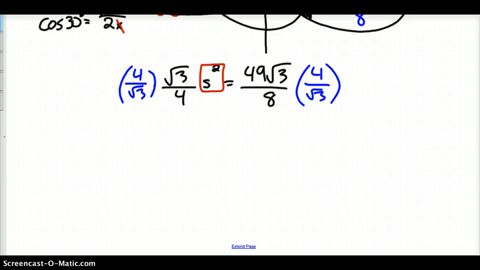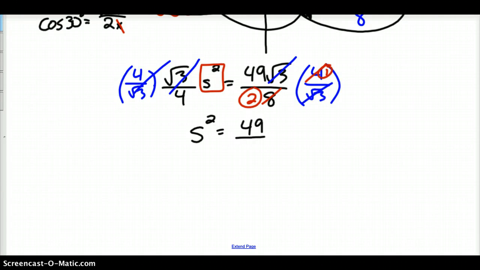Okay, and the reciprocals will multiply to 1, so I can just cross those out. I can do some more reducing over here. Rad 3 over rad 3 will cancel, and I know that 4 over 8 will reduce to 1 over 2. Okay, so I'll call this 1 over 2. All right, so what I have left over now is that my side squared is going to be equal to 49 over 2. Okay, and now what I have to do is isolate for s, or isolate for my side length. And so what I'm going to do now is take the square root of both sides.